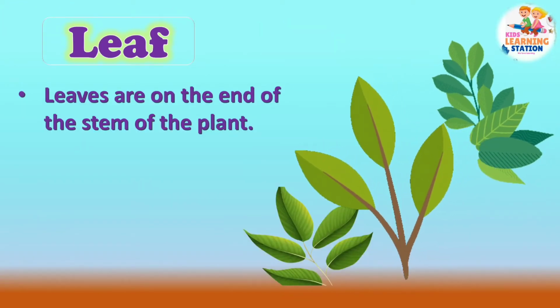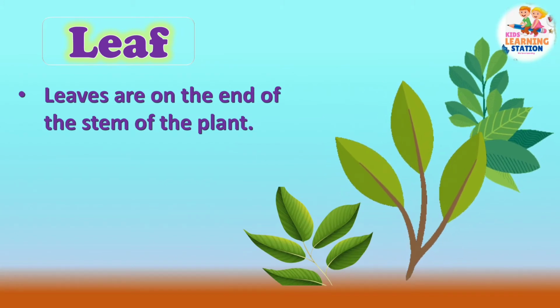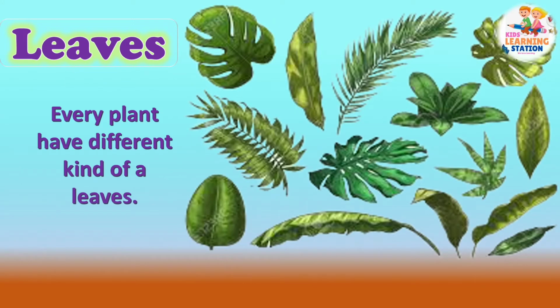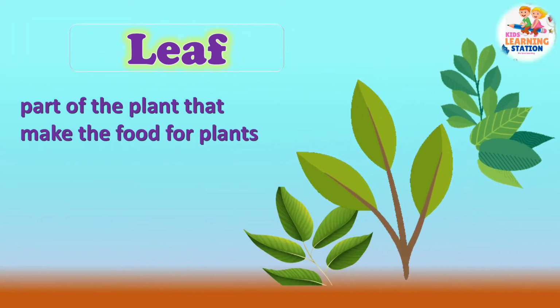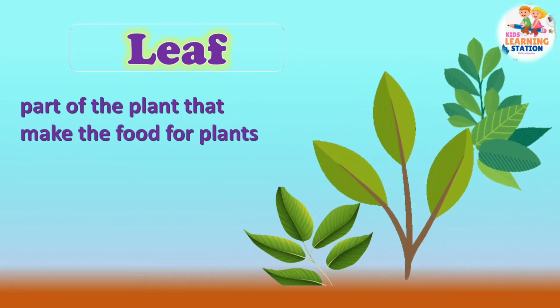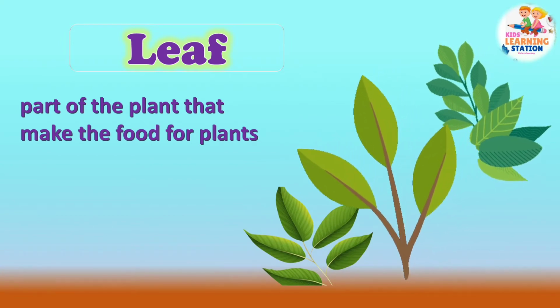Leaf. Leaves are on the end of the stem of the plant. Every plant has different kinds of leaves. Leaf is the part of a plant that makes the food for the plant. Leaf makes food for the plant in the presence of sunlight and water.